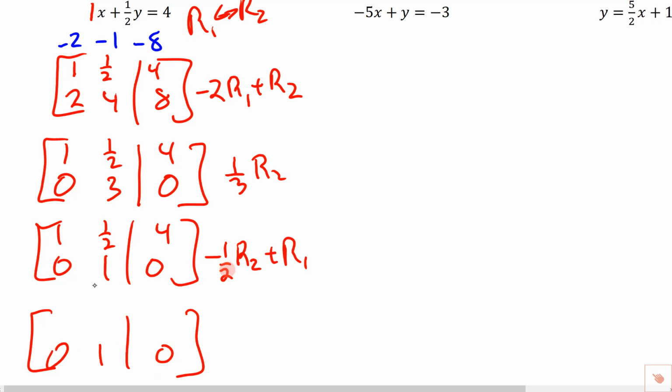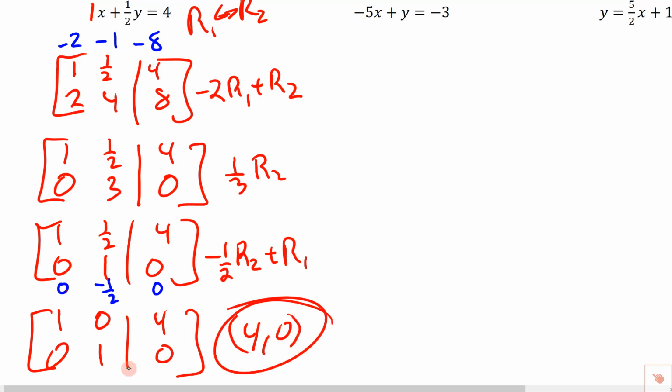We're going to multiply that second row by -1/2. So this is a 0, a -1/2, and a 0. So this is going to be a 1. So I do 0 plus 1. -1/2 plus 1/2 is a 0. And this is a 4. So, Caleb, what's the answer here? 4, 0. Circle that, we're done.